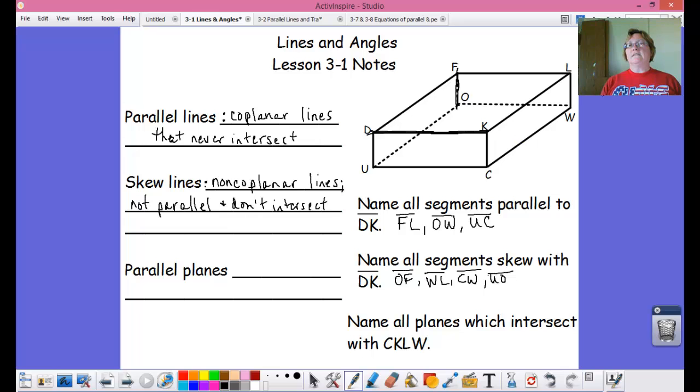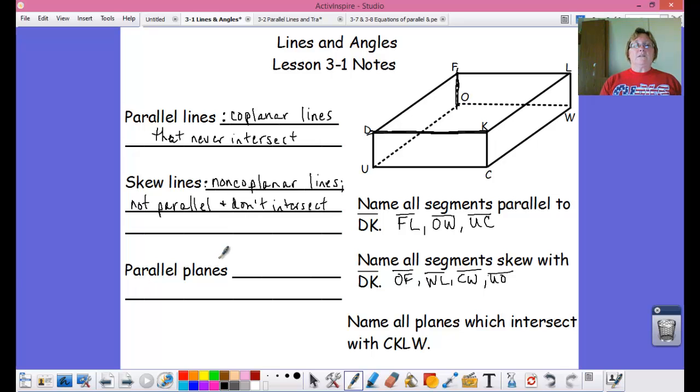CW, see, it's not on the same plane. Again, it can't be on the same plane with DK. It's on the bottom floor of this box, if you will, and it doesn't run the same direction. So CW and UO are also skew to that segment DK.